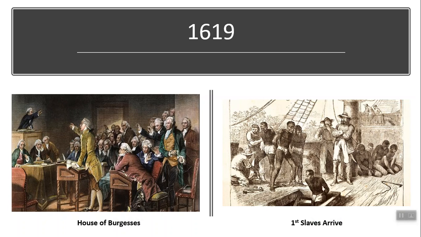That same year, in 1619, we have the House of Burgesses. This is the first representative government in the New World. It's very important because it does establish the foundation of what our country's government will be based on, and that's a representative government. Keep in mind that those representatives there are of the eastern landholding region.